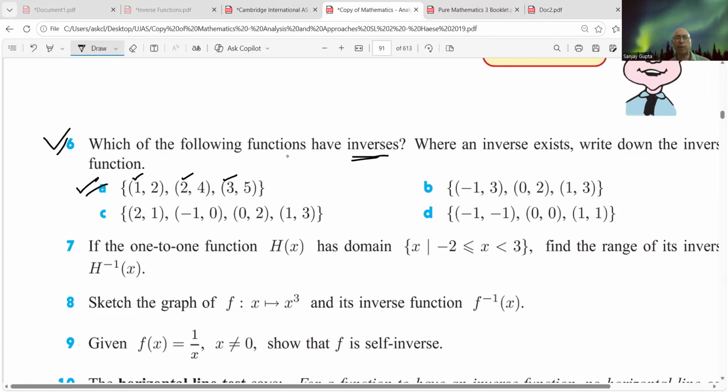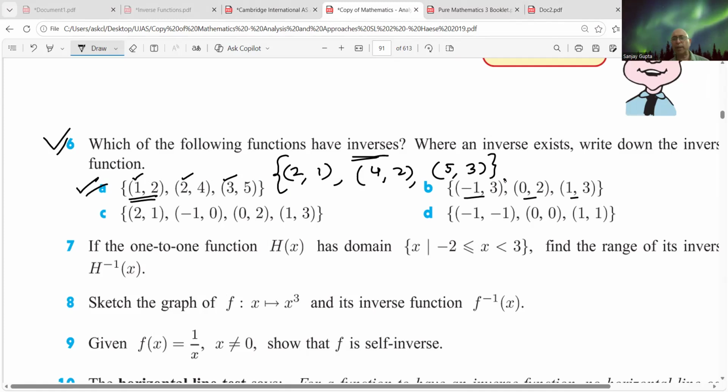And what is going to be the inverse? Just interchange x and y to get the inverse. (1, 2) will change to (2, 1). (2, 4) will change to (4, 2). And (3, 5) will change to (5, 3). Right? If I look at the B part, the x's are all different. What about the y's? We have 3, we have 2, and again 3. Oh, it's a many-to-one function. Many values of x are mapped to the same value of y. Namely, -1 and 1 are both mapped to 3. So this will not have an inverse.